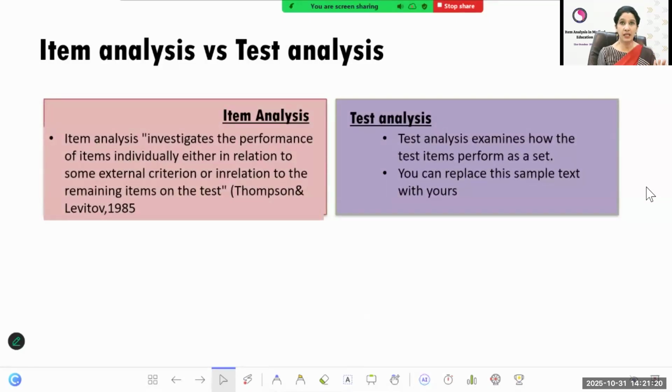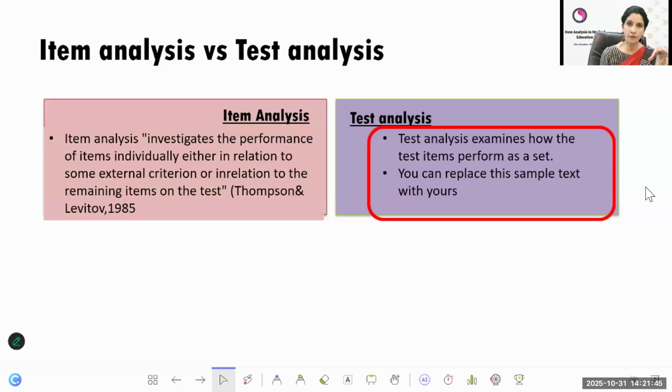Basically, item analysis investigates the performance of items individually, either in relation to some external criteria or in relation to the remaining items. This statement was made by Levitov, who has done a lot of work in item analysis. Test analysis examines how the test items perform as a set, meaning the whole of the test. For that I have to use a reliability coefficient, which is KR20 or Cronbach alpha.